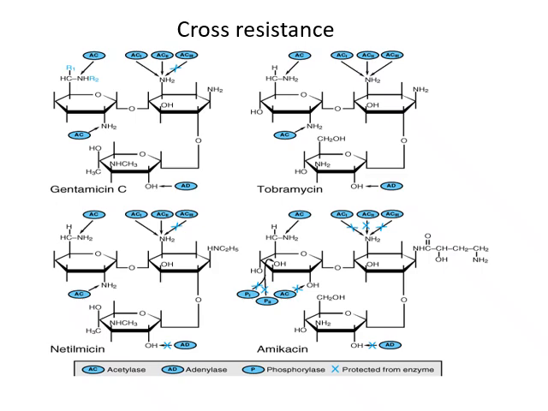Let's go over this slide. So here we have 4 aminoglycosides: gentamicin, tobramycin, netilmycin, and amikacin. And what you have here are sites that are potentially enzymologically modified, either acetylation or adenylation or phosphorylation.